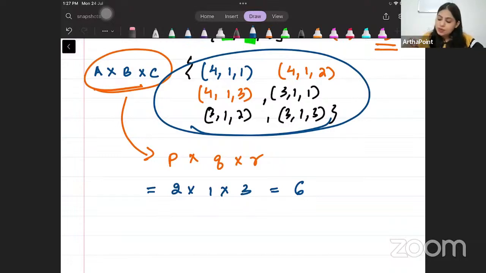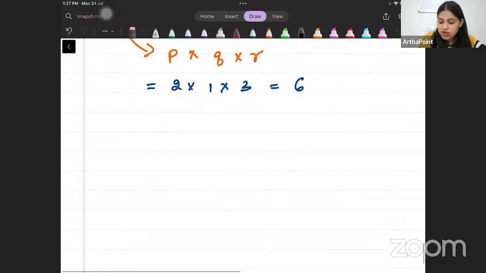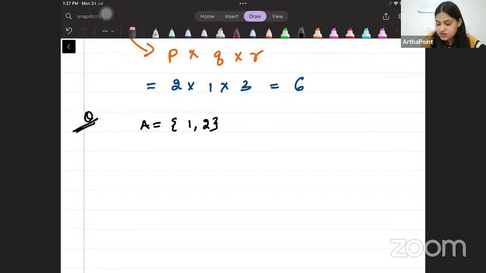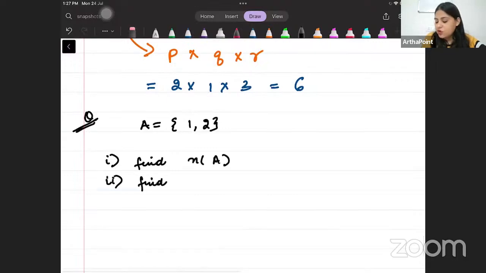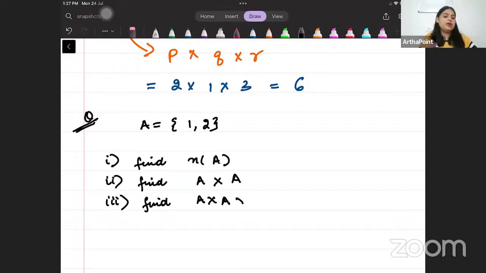अच्छा. अब suppose I'm giving you a homework, beta. Please try this. So I am telling you that A is 1, 2. First, find the number of elements in A. Second, find A cross A. Third, find A cross A cross A. ठीक है जी, ये आपको करना है.